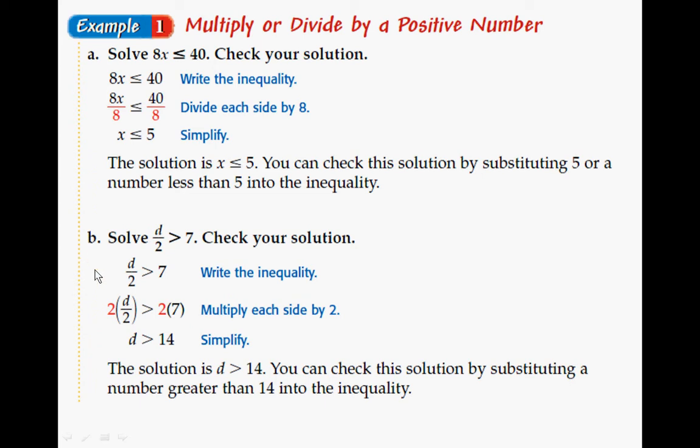For B, it's the same thing. If we start with a division problem, d divided by 2 is greater than 7, then we can multiply both sides by 2. 2 over 2 equals 1, and that's why we're just left with d. And 2 times 7 is 14. So if you want to test this, pick a number greater than 14 and plug it in, and you should get a true statement.